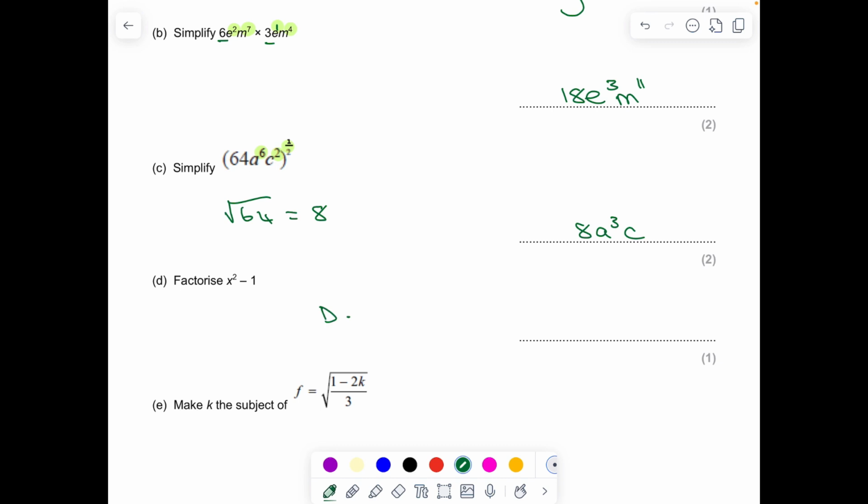D, hopefully you recognise it was the difference of 2 squares. So because it's a subtraction and this 1 is a square number, you can see there it's x plus 1 and x take away 1.